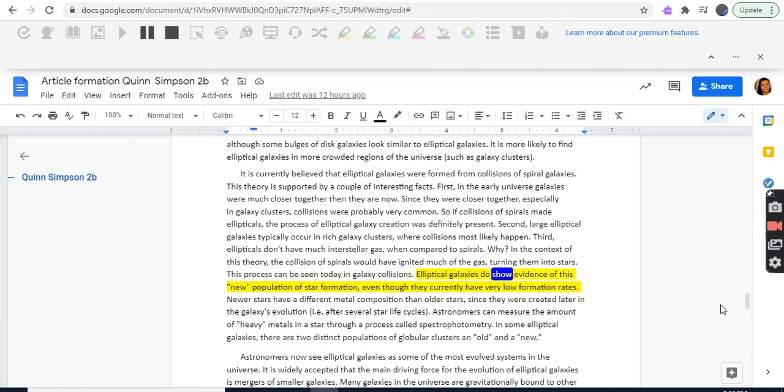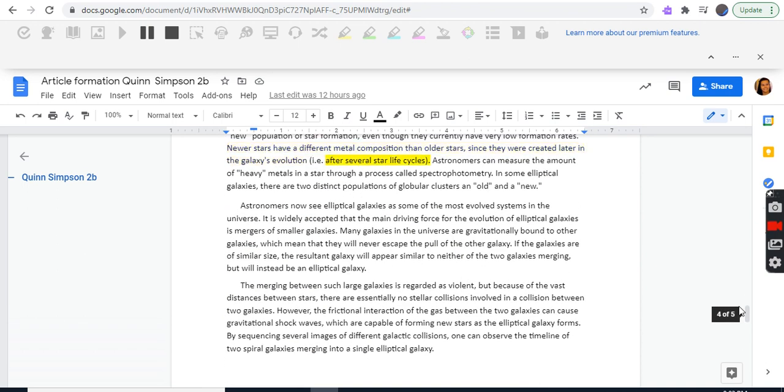Elliptical galaxies do show evidence of this new population of star formation, even though they currently have very low formation rates. Newer stars have a different metal composition than older stars, since they were created later in the galaxy's evolution, that is, after several star life cycles. Astronomers can measure the amount of heavy metals in a star through a process called spectrophotometry. In some elliptical galaxies, there are two distinct populations of globular clusters, an old and a new.